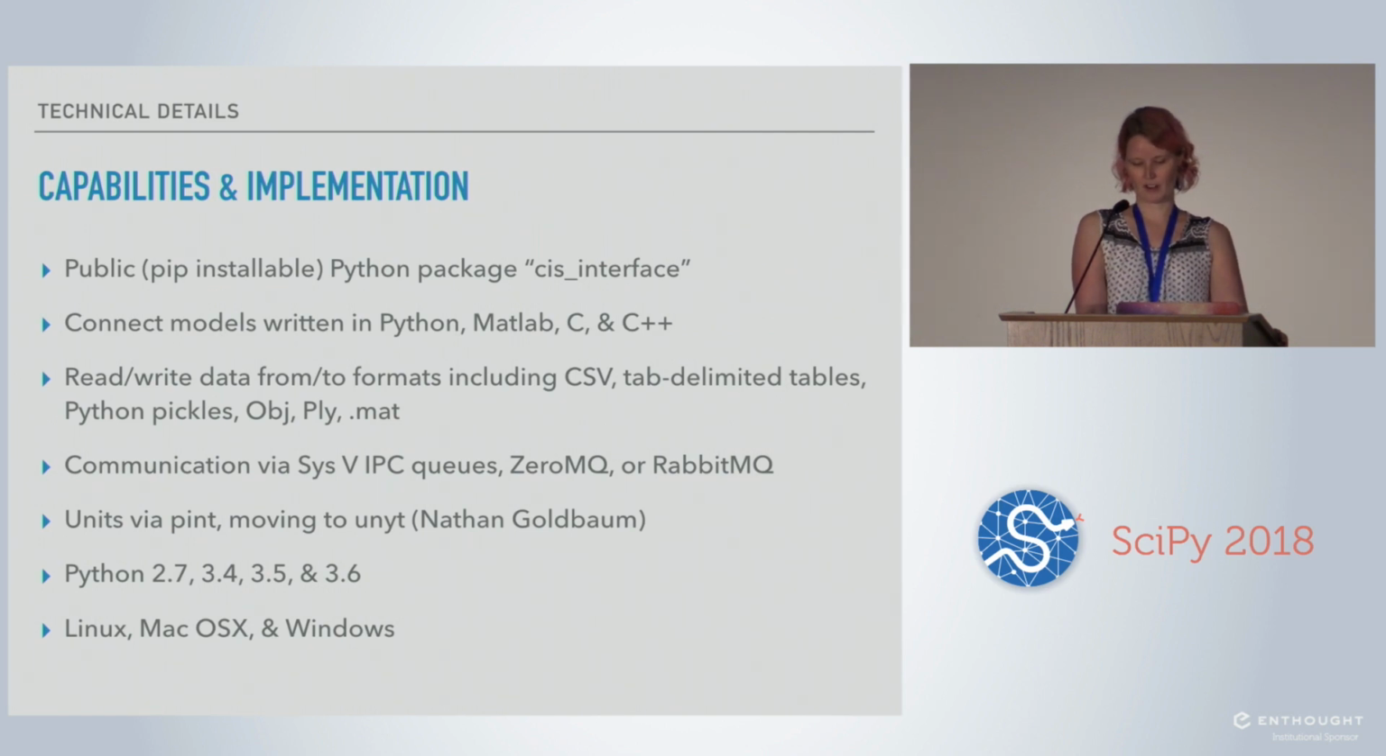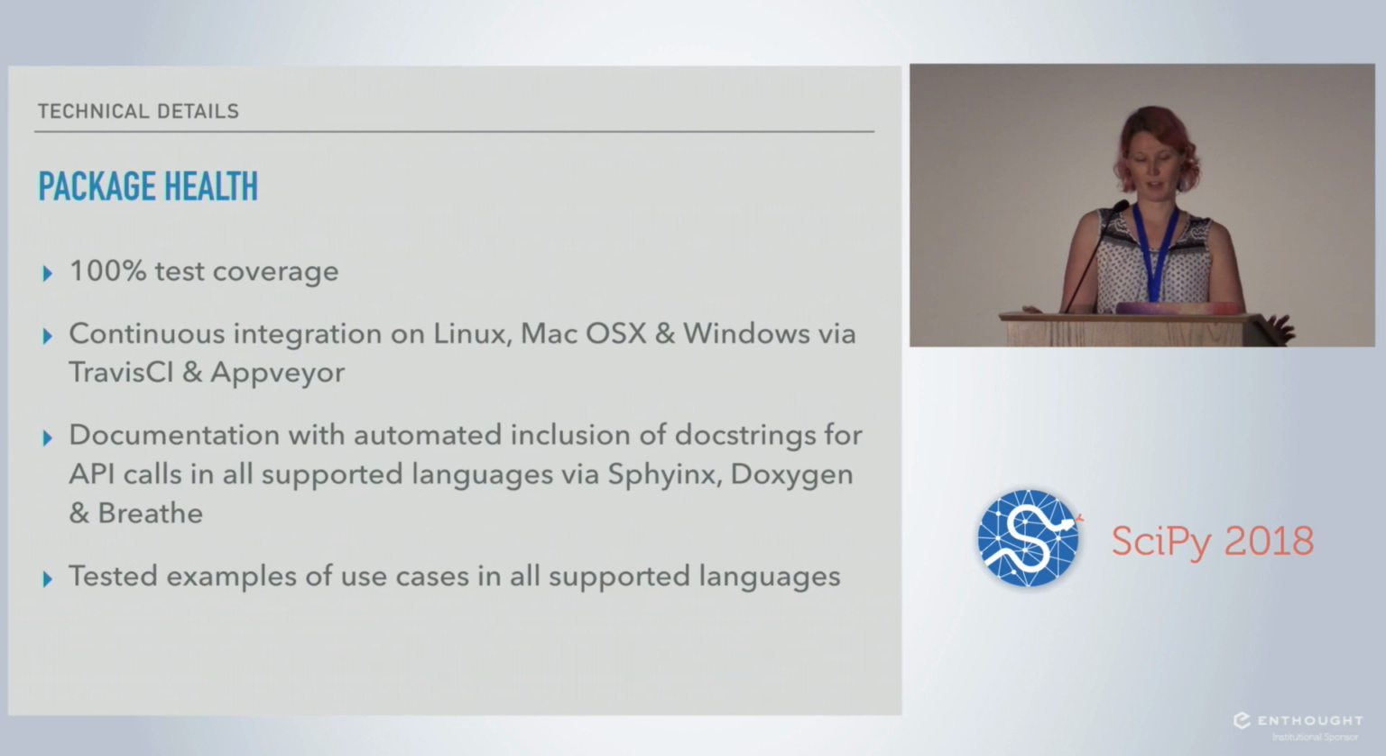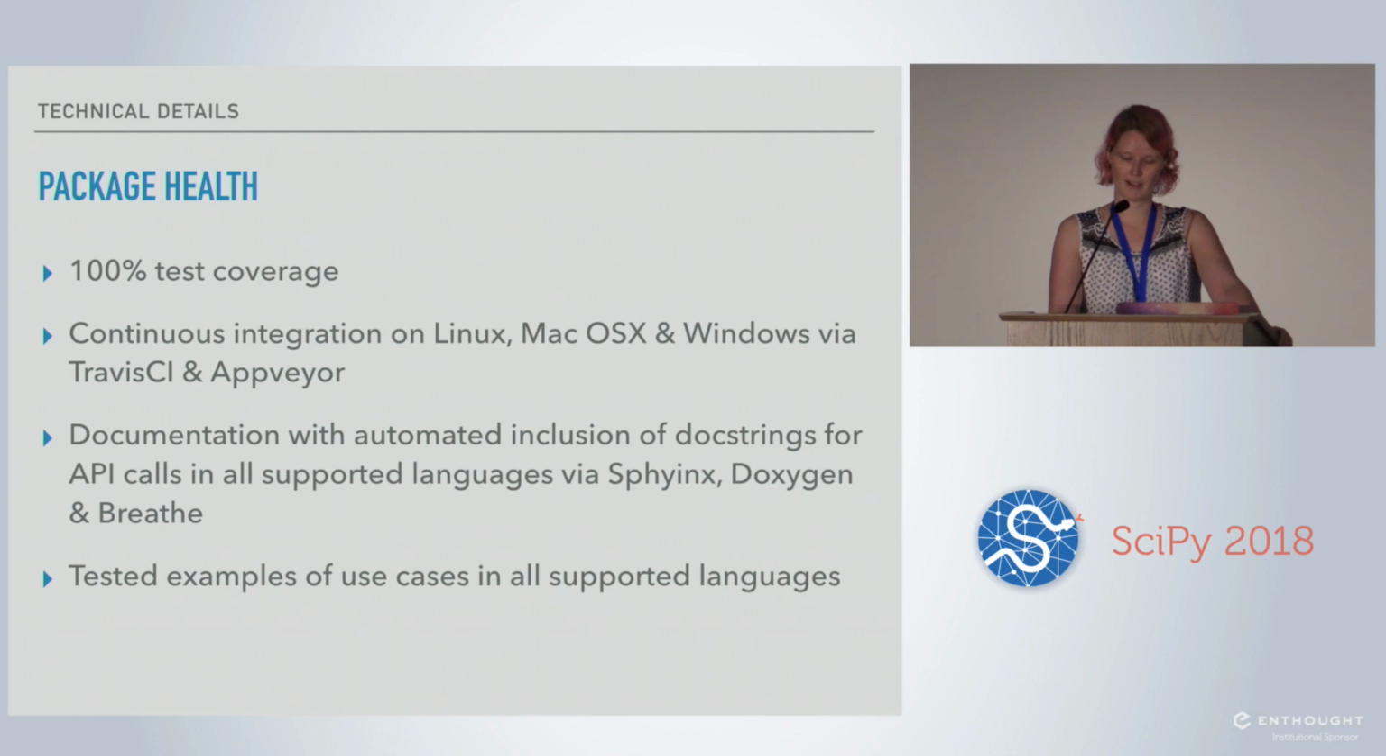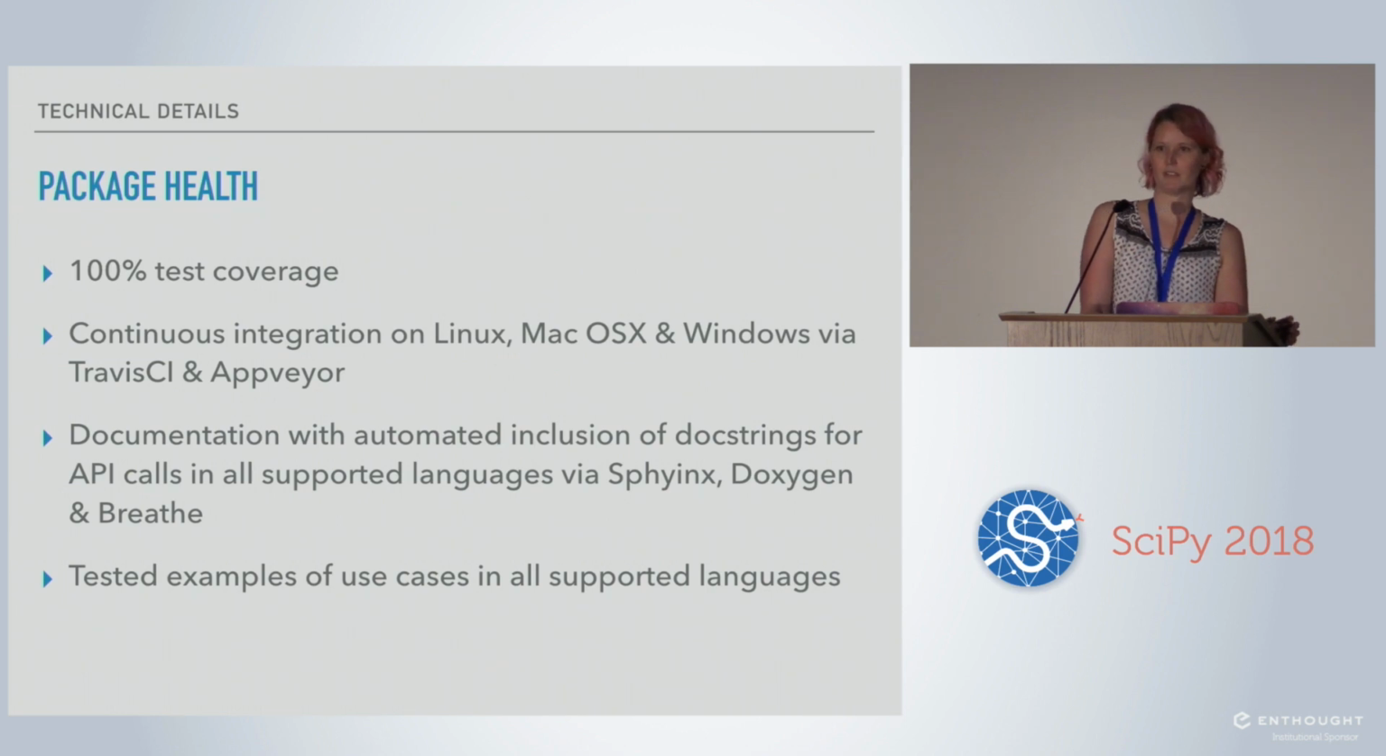And so how do we ensure our package health? We have 100% test coverage. We have continuous integration on Linux, Mac, and Windows using Travis CI and AppVeyor, as well as documentation with automatic inclusion of doc strings in each of our languages, Python, MATLAB, C, and C++, using a combination of Sphinx, Doxygen, and Breathe. And we have examples of use cases that are replicated in each of the supported languages and are run as part of our test suite. So this means that a new user can find a test doing what they want to do in the language they want to do it in and know that it'll work.